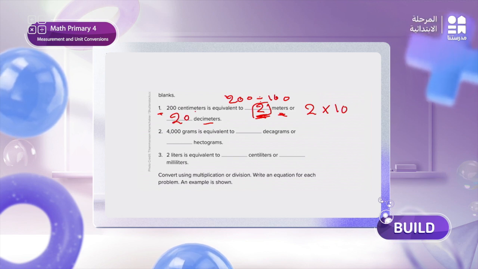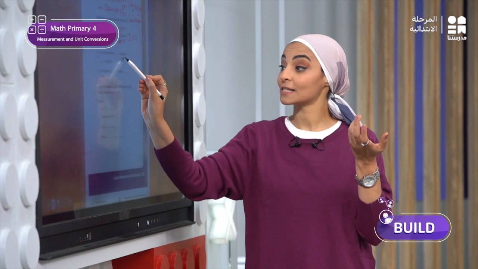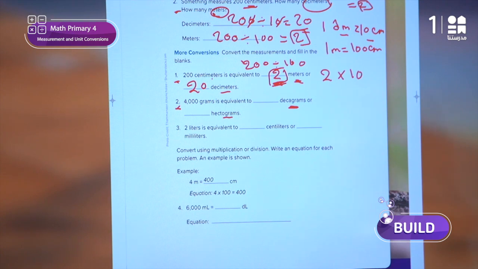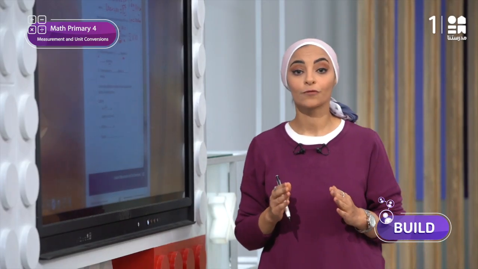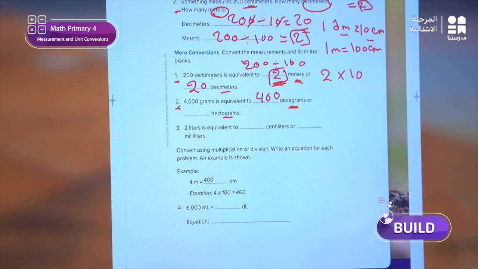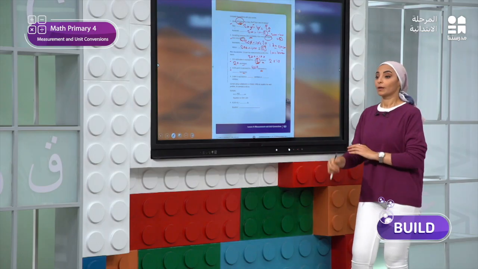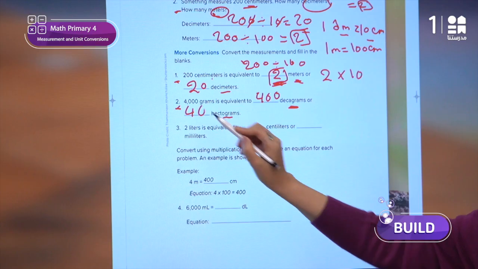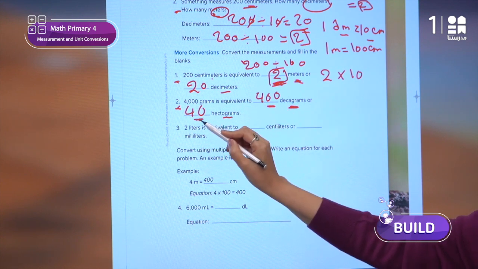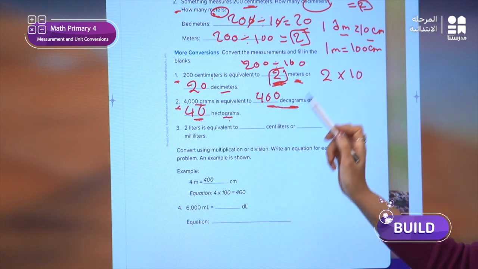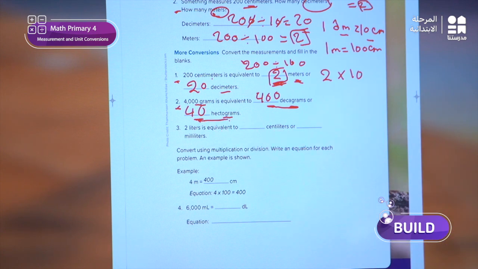Let's move to the next one. This example told me that 4,000 grams equals how many decagrams and how many hectograms. طيب هعمل ايه؟ 4,000 grams equals 400 decagrams. عملت ايه؟ عملت divided by 10. طيب, and it's equal how many hectograms? Yes, 40. Why 40? Because I make 400 divided by 10 equals 40 hectograms. يبقى 4,000 grams هي نفسها 400 decagrams هي نفسها equals to 40 hectograms.